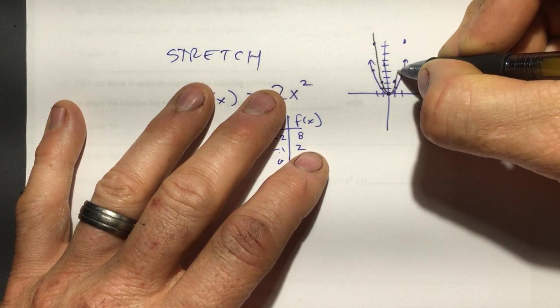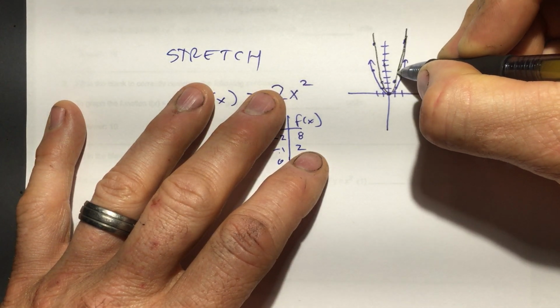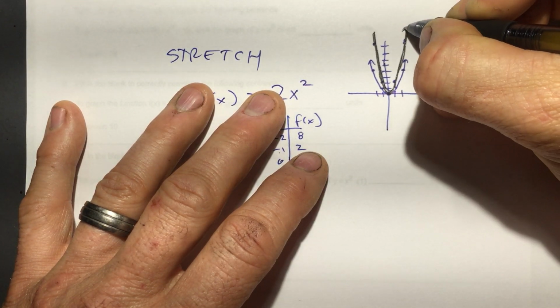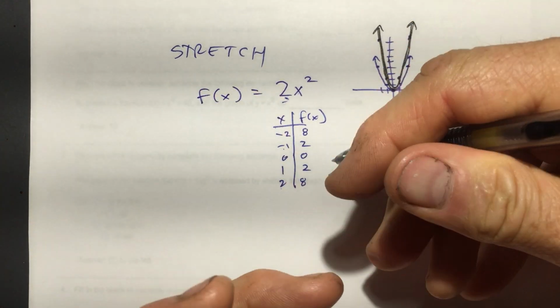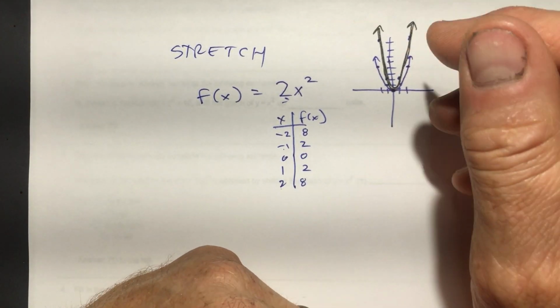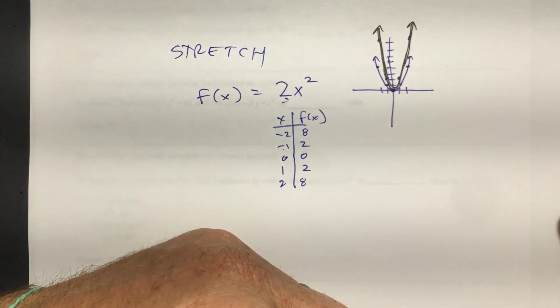Now this is curved. It looks kind of like straight. Oh, that was awful. There's what it does. It stretches it. See how much taller it is now? It's taller and it's more skinny.